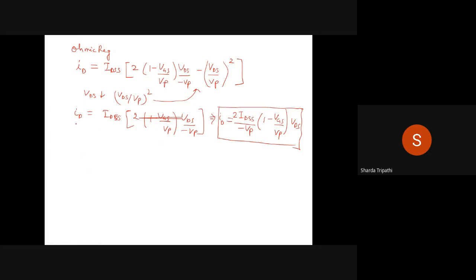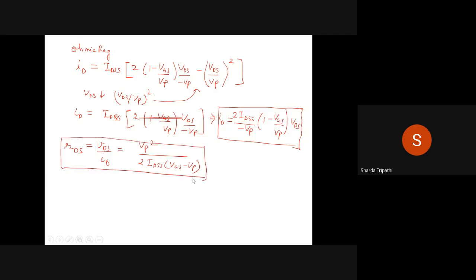And correspondingly, if I want to find out the resistance, that is the output resistance, RDS, this will be VDS divided by ID. So if you use this expression over here, if you substitute this, you are going to get the expression for output resistance as VP square divided by 2 times of IDSS into (VGS minus VP). This is the resistance that my FET is going to offer when working in the ohmic region.